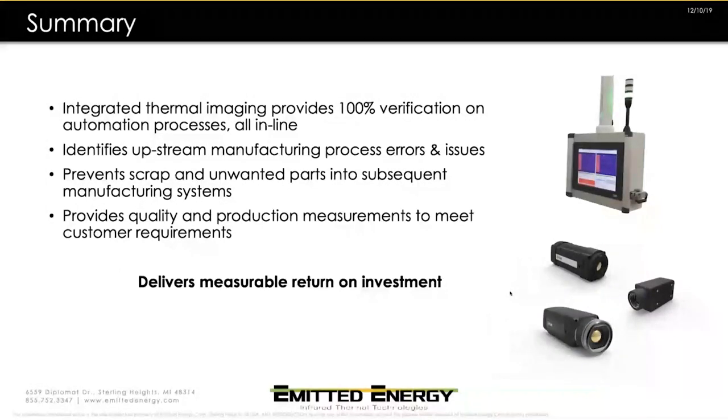In summary, we do the inline 100% verification on all the parts. We identify upstream manufacturing process errors and issues with that trend analysis, trying to find out where our common thread points are of those issues. We prevent scrap and unwanted parts going into subsequent manufacturing systems. We do not want these to go inline to downstream systems to find out that we had the problems. We can reduce WIP issues in those situations, and we want to provide the quality and production measurements to meet customer requirements.